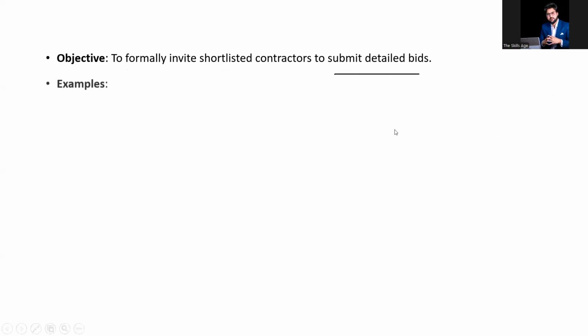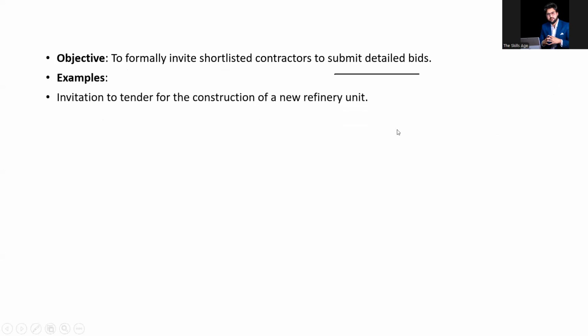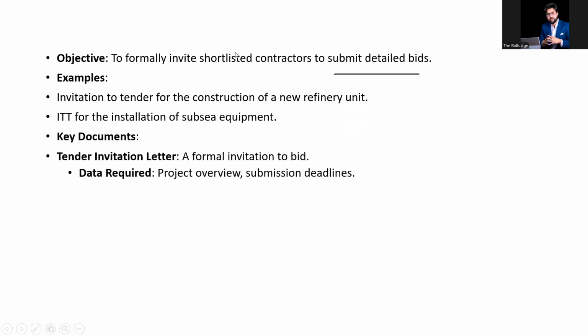And then examples: invitation to tender for the construction of a new refinery unit. This is an example of a project. ITT for the installation of subsea equipment. This is offshore. These are the project names. It can be anything: pipeline construction projects, offshore drilling project platform, onshore project platform construction, road, building, petrol, anything can be there. So key documents: tender invitation letter. These are the documents for this stage, a formal invitation to bid.